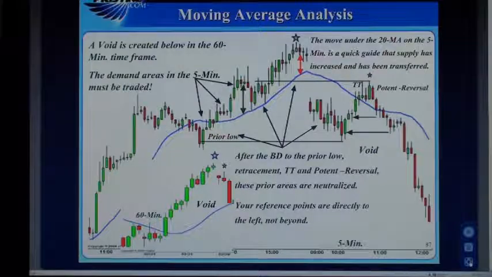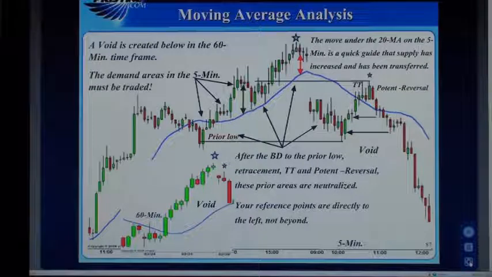In this example, we have a 60-minute chart that moved up sharply and created a price void, moving well above its 20-period moving average. The 5-minute chart is the data that was happening inside of that 60-minute chart.